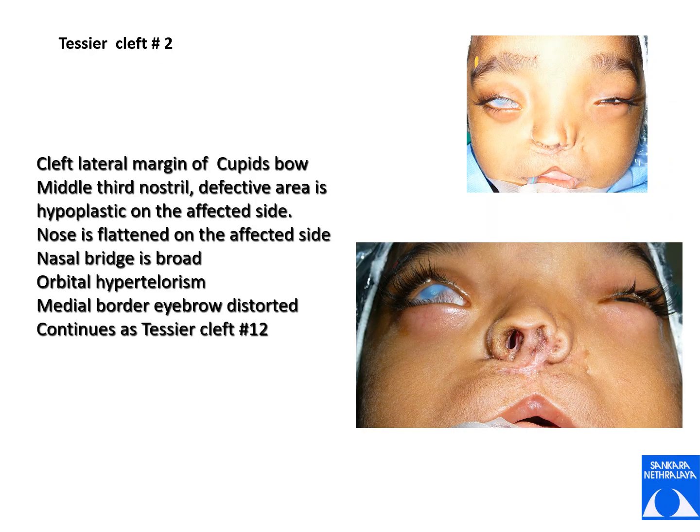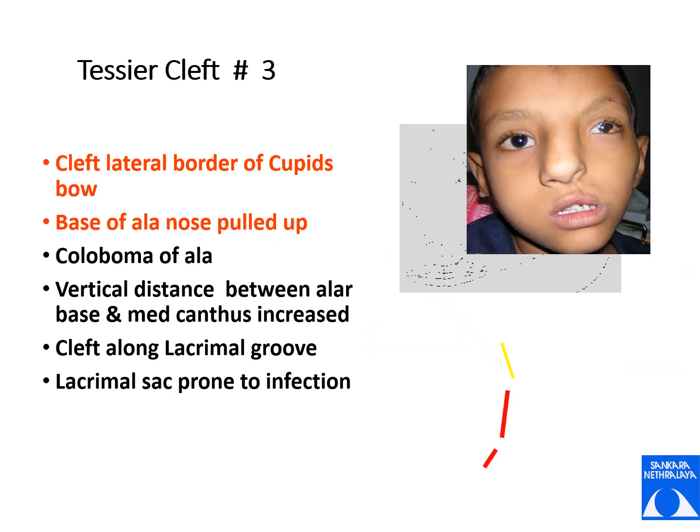Tessier cleft 2. The cleft lateral margin of Cupid's bow, middle third of nostril. Defective area is hypoplastic on the affected side. Nose is flattened on the affected side. Nasal bridge is broad. Hypertelorism. Medial border of eyebrow is distorted and continues as cleft 12.